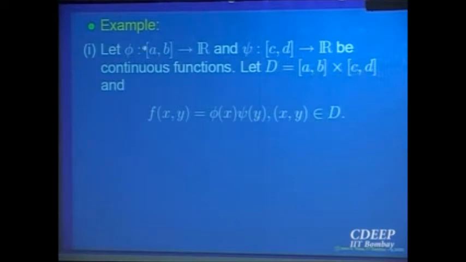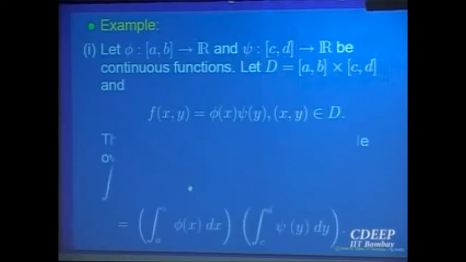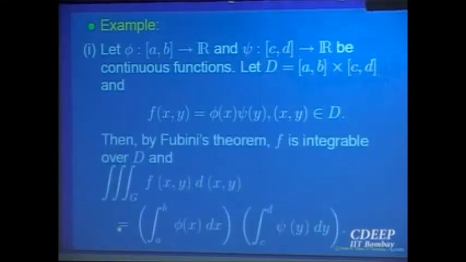Let me assume phi and psi both are continuous functions. Then this product is a continuous function of two variables. So it is integrable, and I want to find its integral. Let us compute. There is an obvious typo here. There is no third part of it.